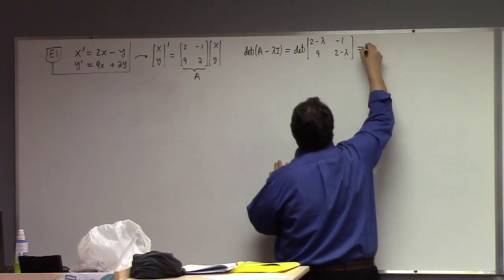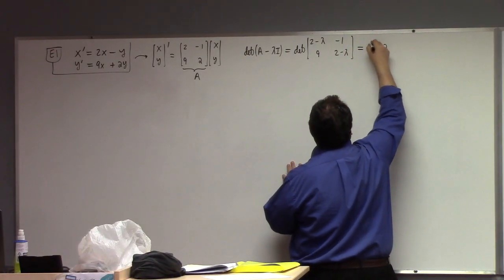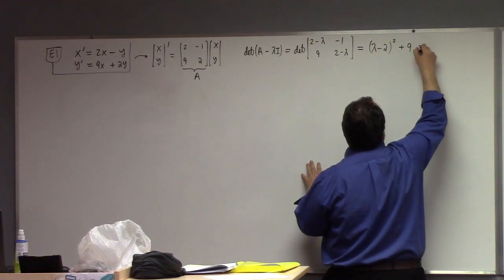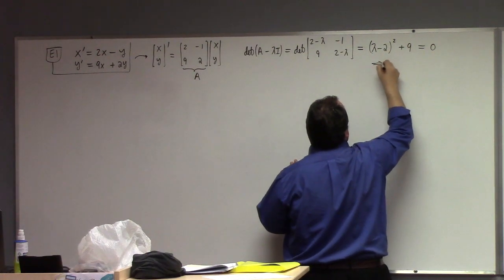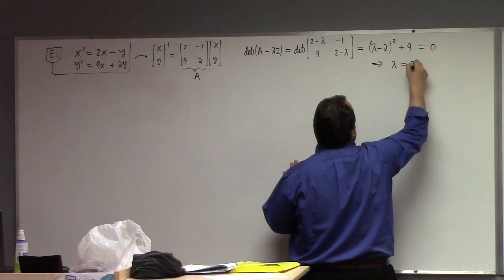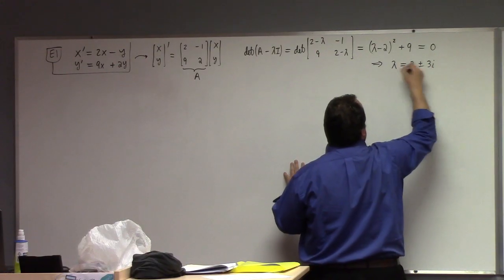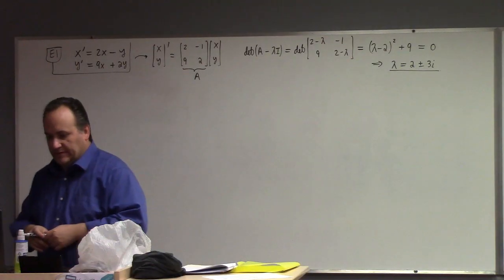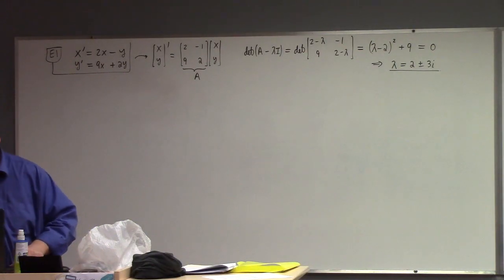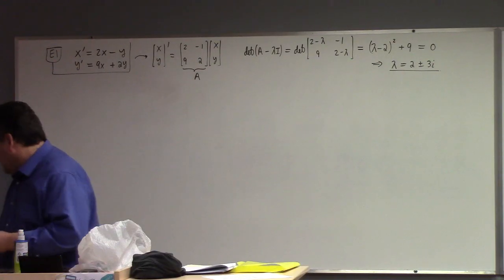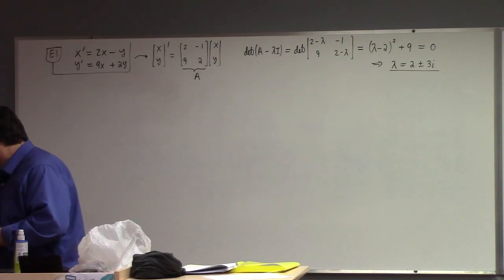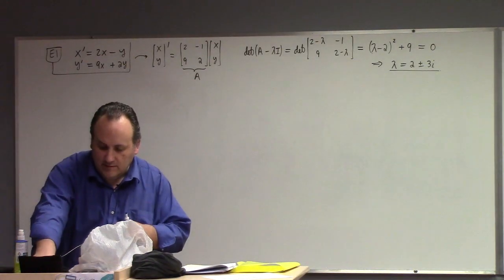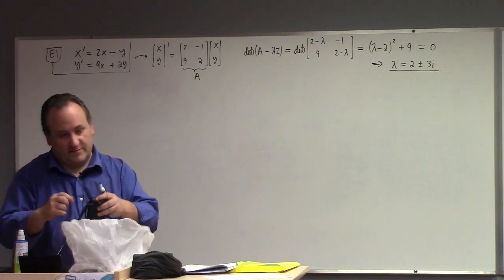So we take that determinant, and that gives us (lambda minus 2) squared plus 9, right? And if you set that equal to 0, I immediately can see that lambda is equal to 2 plus or minus 3i. Because the characteristic equation has the square completed already, I can see immediately the solution is complex: 2 plus or minus 3i.